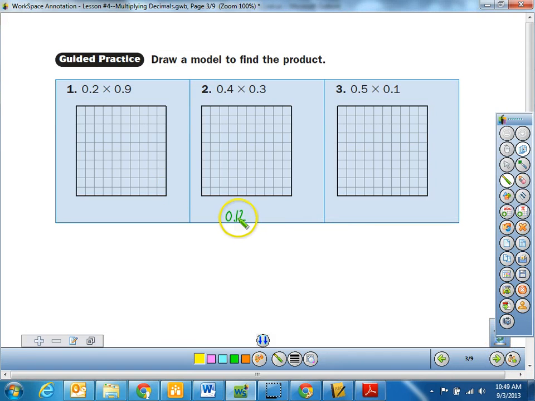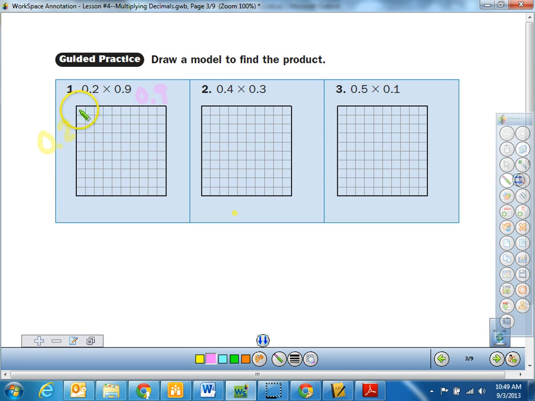We have 3 problems here. Just like the first one, they're all in tenths, so we've got 10 by 10 grids. So we need to start by, remember, putting our number on the side. I'm going to put 0.2 over here, and I know that's not the easiest to see. I probably should have used a different color. And we've got 0.9 that we're going to put over here.